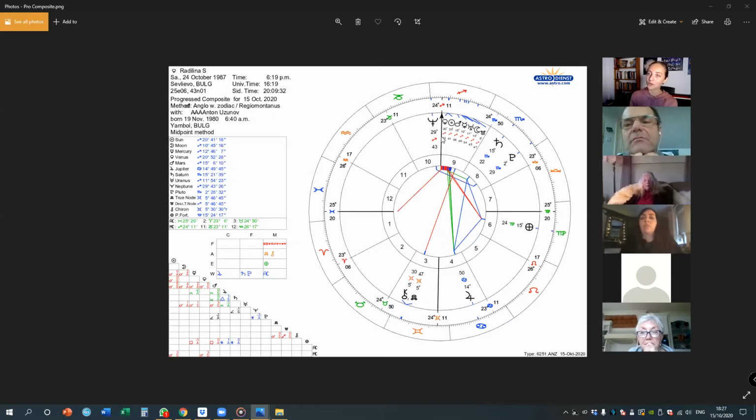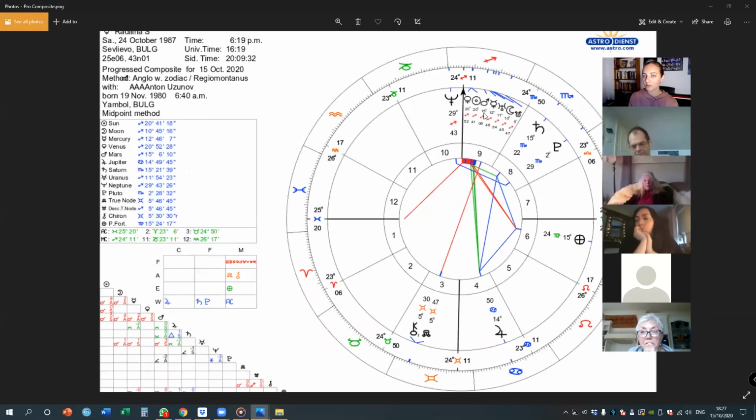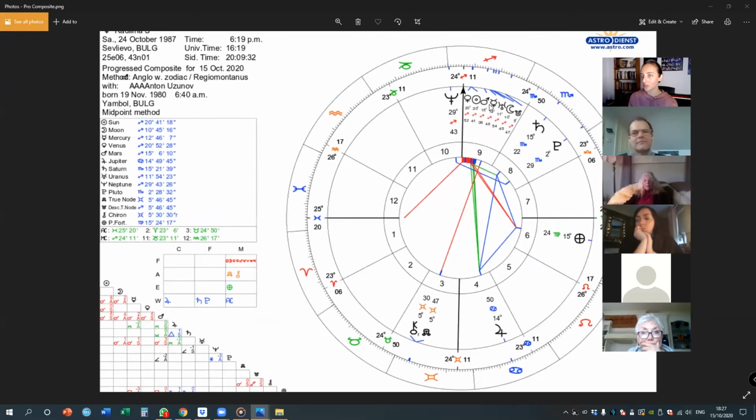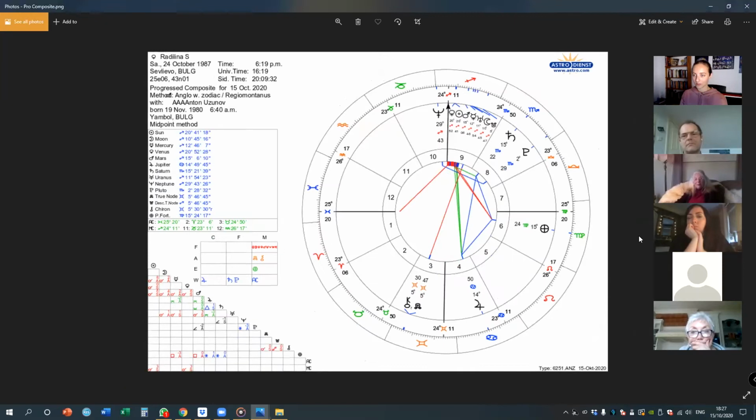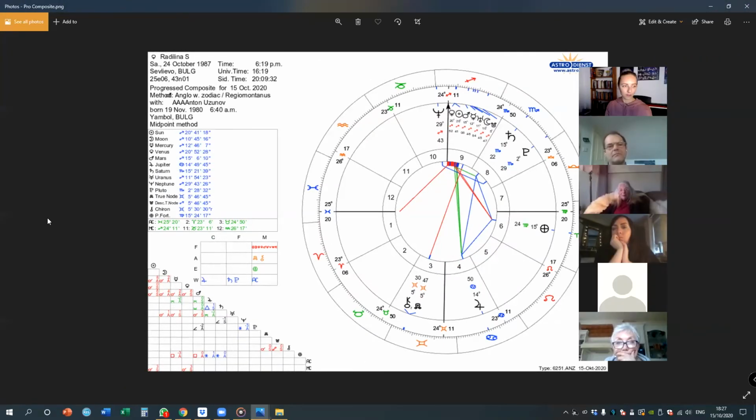And in a minute, I'm going to show you how the progressed moon will move forwards and will reach the position of the sun here in the 21st degree. It will be the 22nd degree of Sagittarius by that time. So you see, on the next one, let's see where that is.